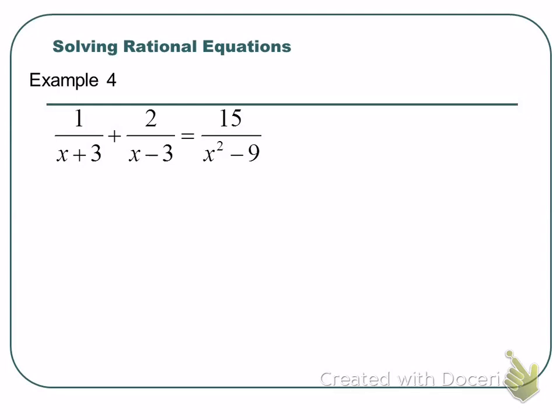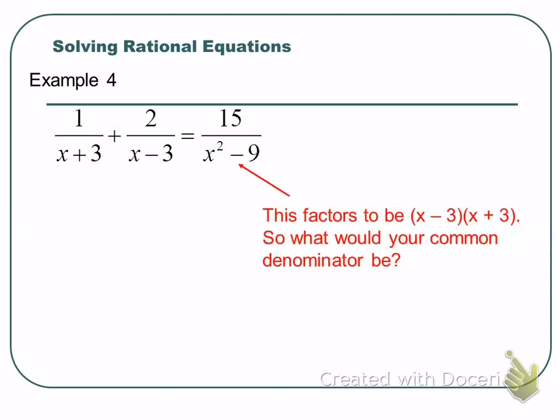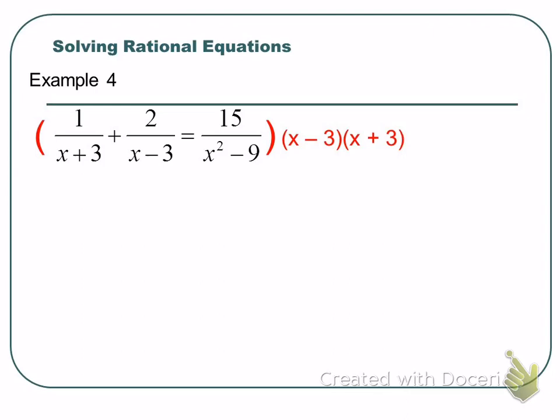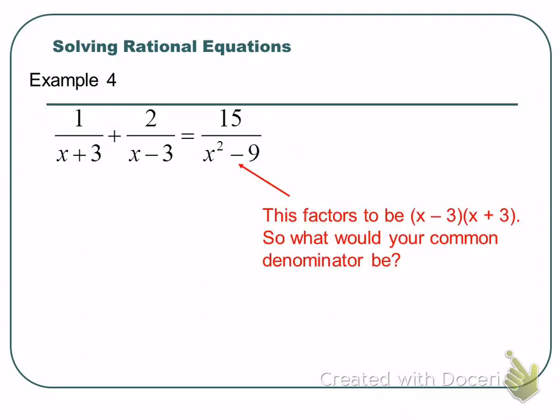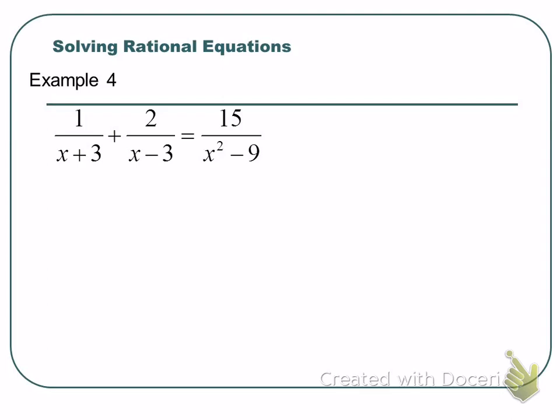1 over x plus 3 plus 2 over x minus 3 equals 15 over x squared minus 9. Now, to find the common denominator here, what do we need to do? X minus 3, x plus 3 will do it. Why is that? Because x squared minus 9 is a difference of squares, and it can factor as x plus 3 times x minus 3. So we're going to multiply through the entire equation by x plus 3, x minus 3.